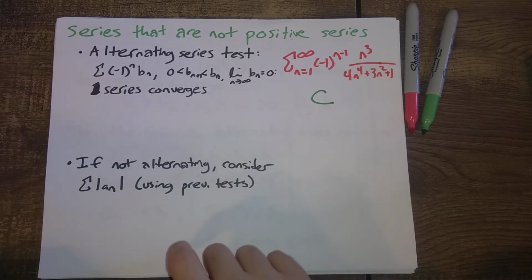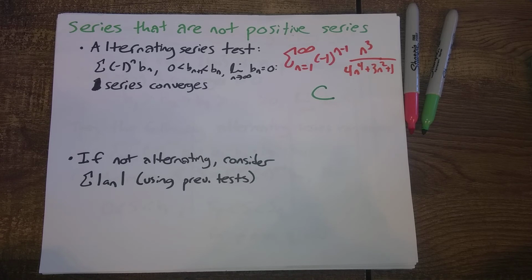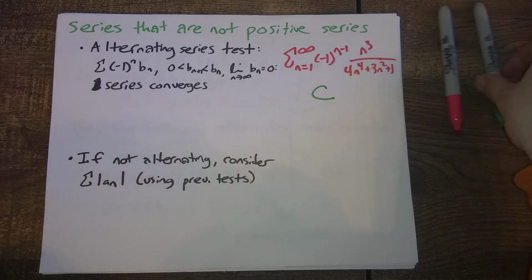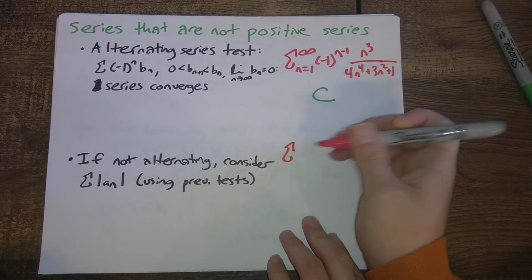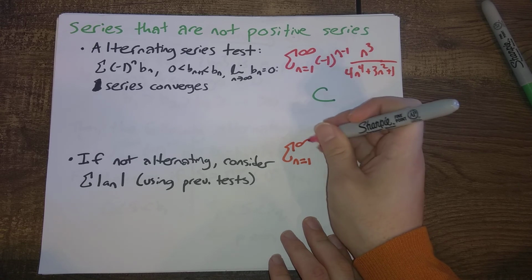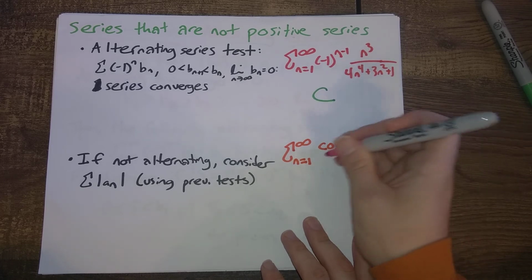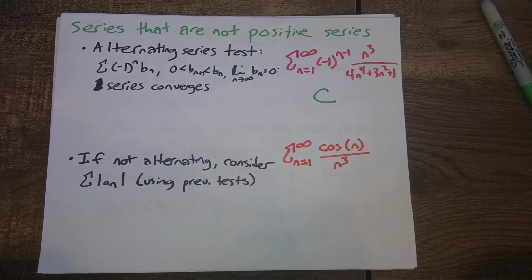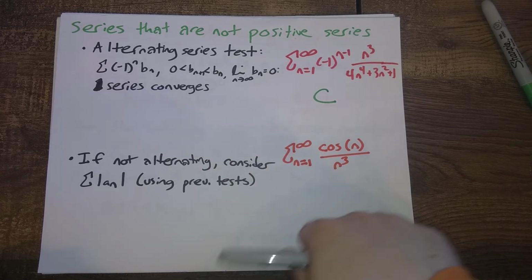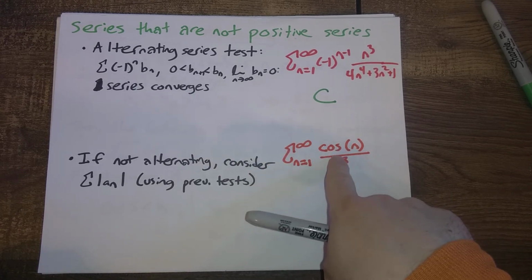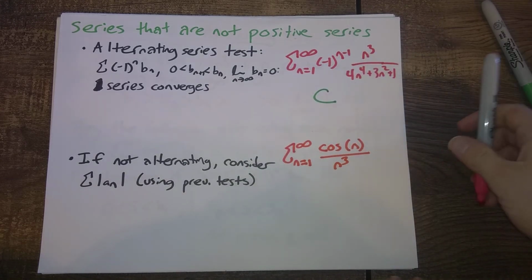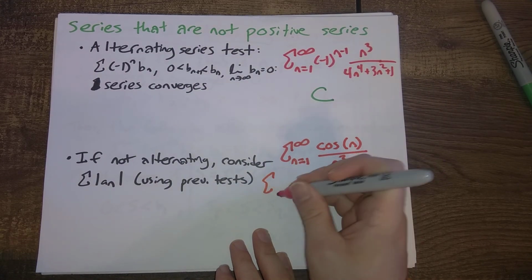And so final point here, if your series is not alternating, well, maybe you should think about if when you sum the absolute value of a sub n, can you take care of that using previous tests? So maybe one example of that would be the sum from 1 to infinity of cosine of n over n cubed. Now, the cosine n is going to be sometimes positive, sometimes negative. It's going to be kind of complicated, bouncing back and forth.